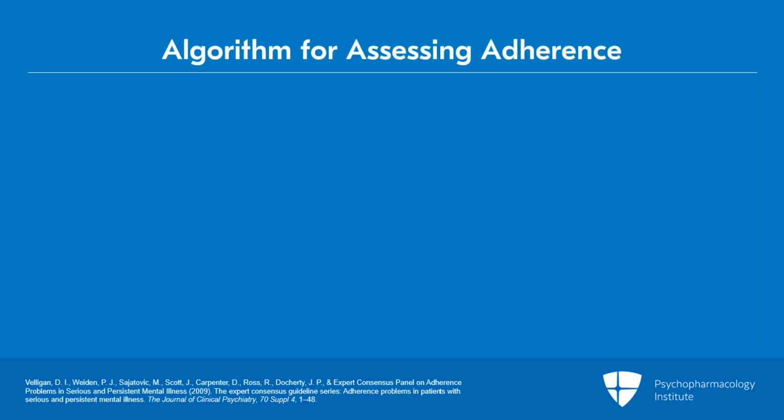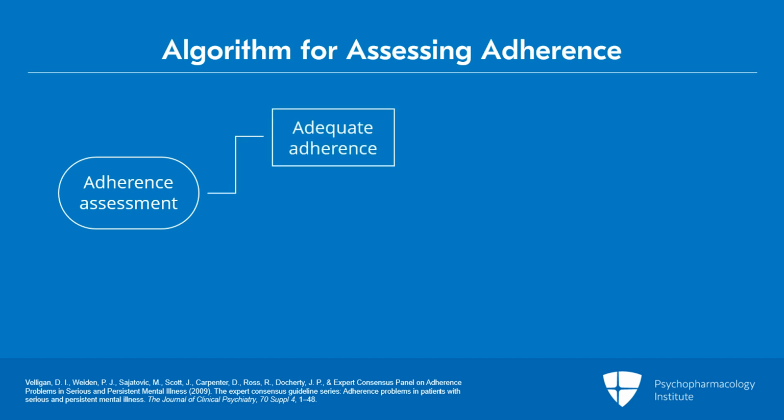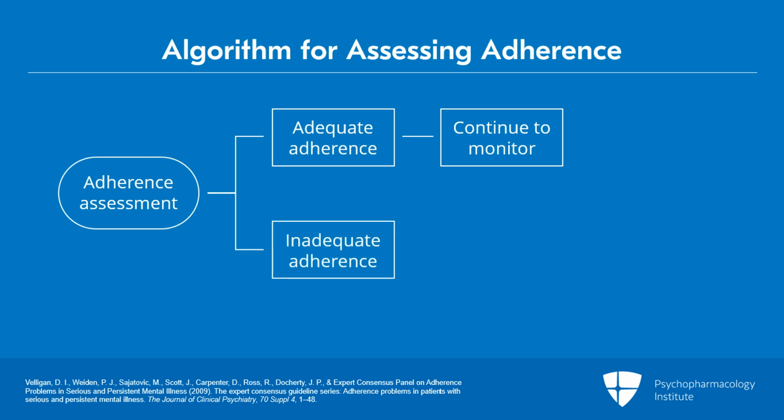So here in our next slide, we have an adherence algorithm. And this is how a clinician might think about adherence assessment. As I've mentioned before, assessing adherence is hard and needs to be done repeatedly. One way to think about it is a patient that appears to have adequate adherence, in your opinion. In that case, you would just continue to routinely monitor adherence. Or if a person appears to have inadequate adherence, then you might further go into that to try to figure out their reasons for presumed suboptimal adherence.